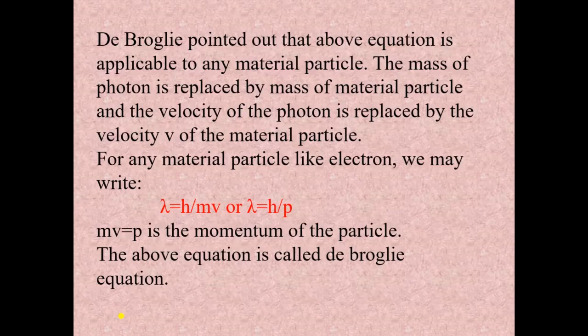Now, de Broglie pointed out that the above equation is applicable to any material particle, and the mass of the photon is replaced by mass of the material particle, and velocity of the photon is replaced by velocity v of the material particle. For any material particle, we can write lambda is equal to h by mv. Here mv is equal to momentum, so we can write mv is equal to p. So lambda is equal to h by p. This equation is known as the de Broglie equation.